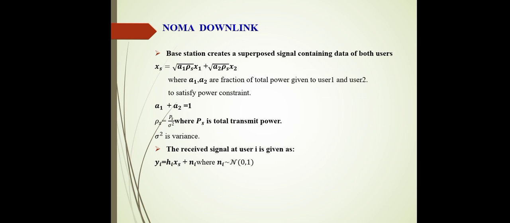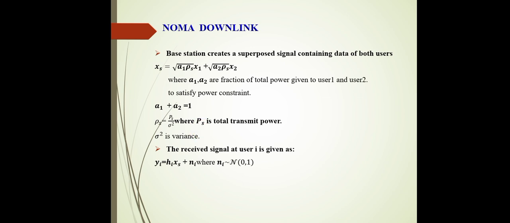A1 and A2 are the fractions of total power given to user 1 and user 2. For the power constraint, A1 plus A2 must be equal to 1. So, how much is rho_s? Rho_s is equal to P_s upon sigma square. What is P_s? Here P_s is the total transmit power, and sigma square is the noise variance.